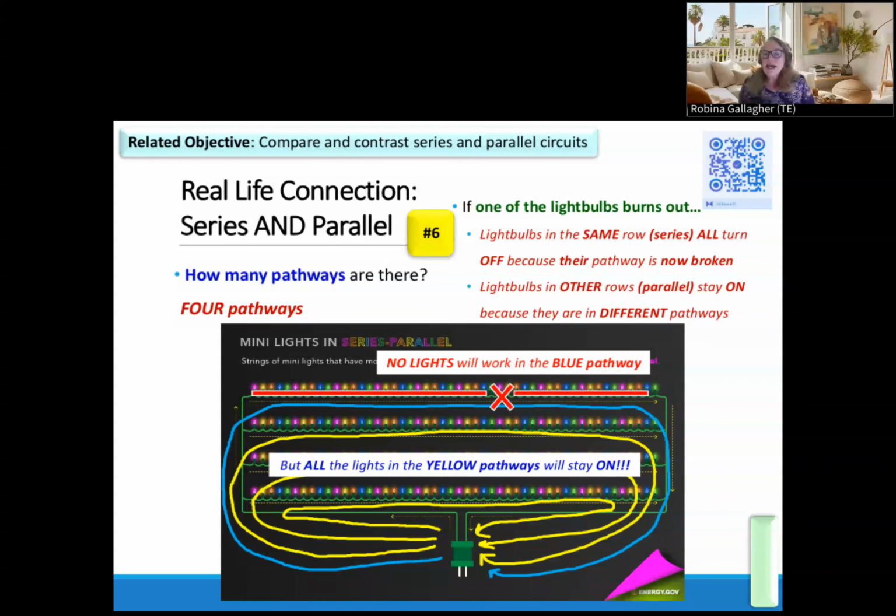So in the pathway with the broken light, those lights will turn off, but the other pathways are going to stay on and will be fine. Exactly right.